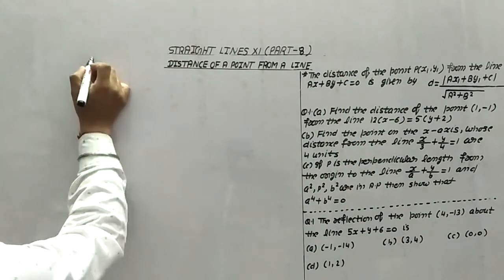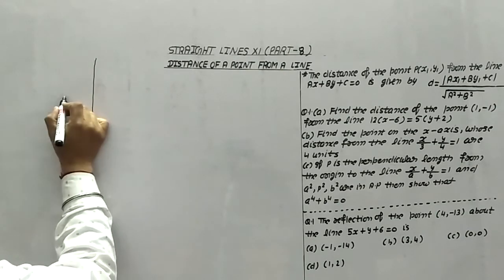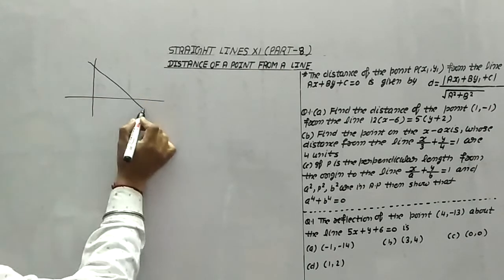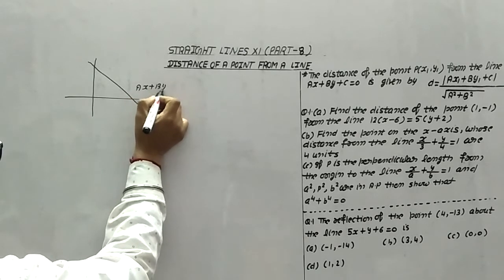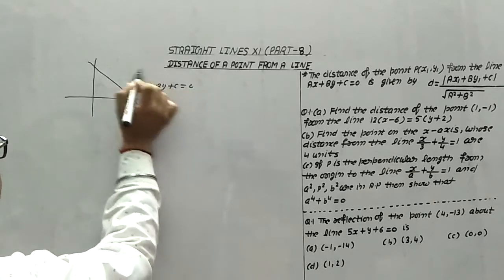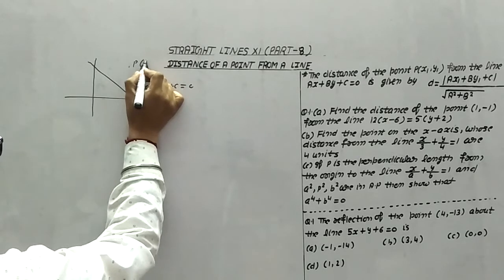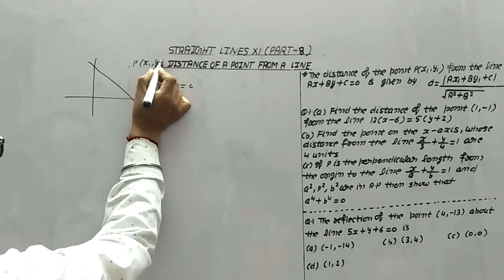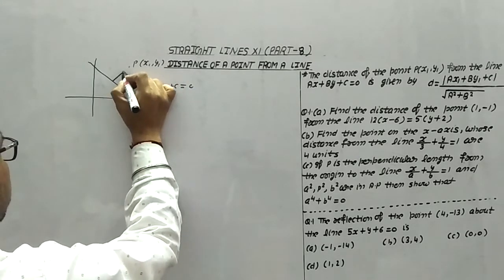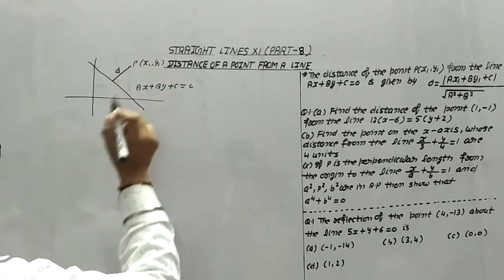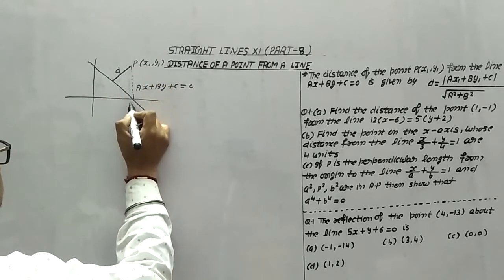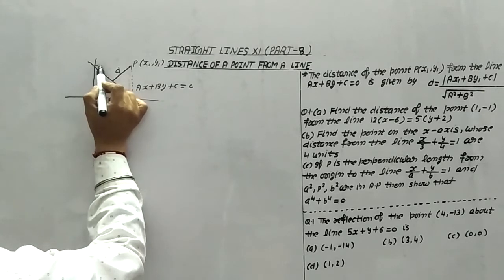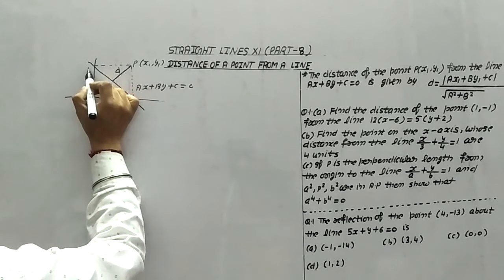So look at this thing. For this, let us suppose we have this line whose equation is ax plus by plus c equals 0, and this is any point P whose coordinates are x1, y1, and we have to find out this distance d. Now first of all join this thing. Let us suppose this is the point A and join this one. This is the point B.